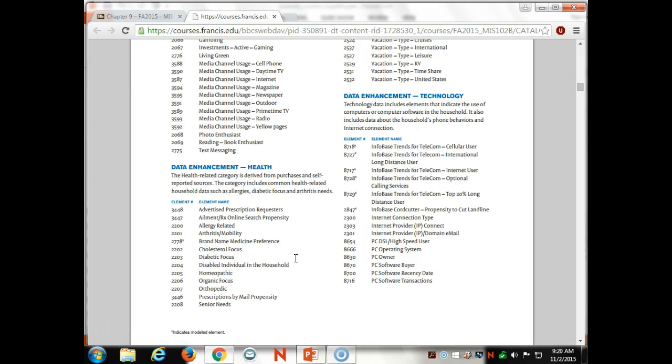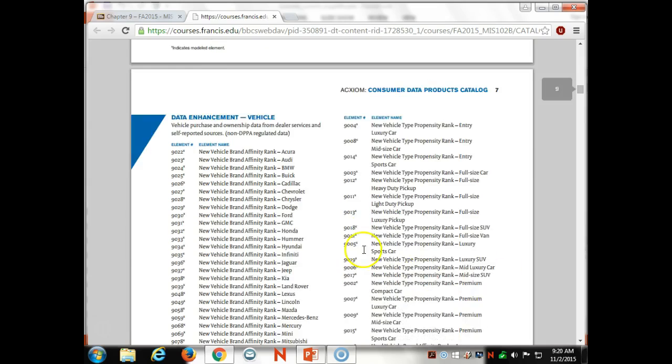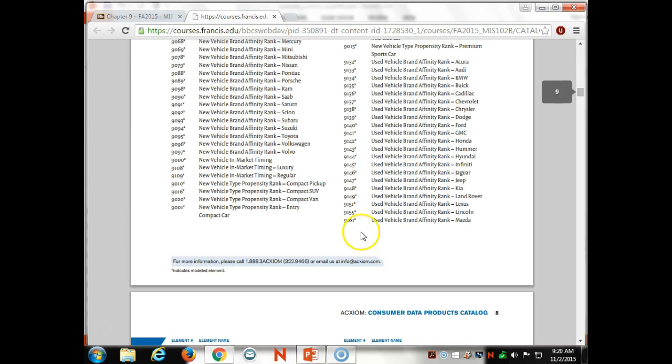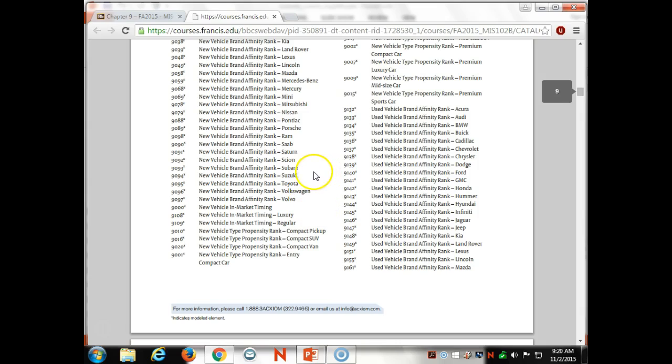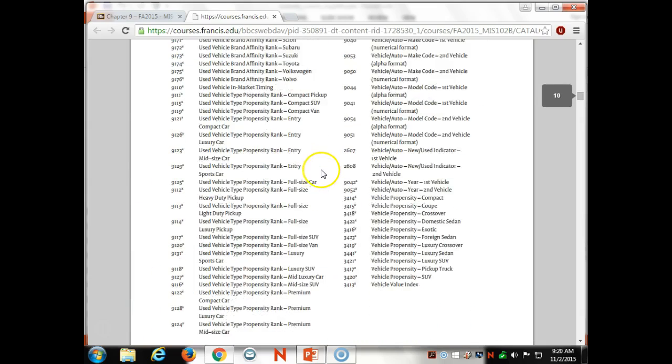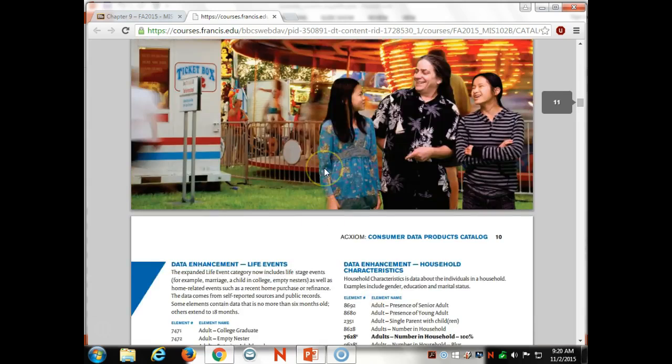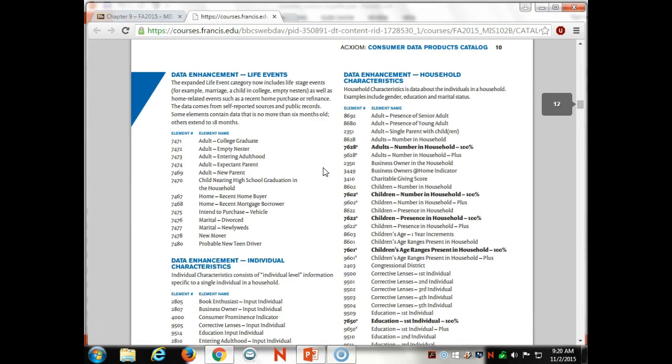Does he have cholesterol issues? Does he have diabetic issues? Does he buy a lot of organic food? Does he have arthritis and mobility issues? Does he have senior needs? Do we classify him as a senior? All these kind of things. The new vehicle brand. Does he like to buy a certain brand of vehicle? All this information can be bought on people.